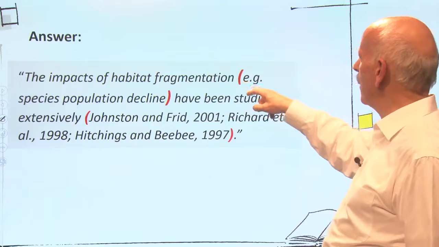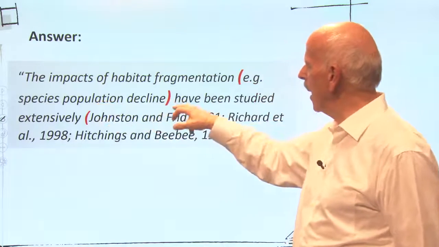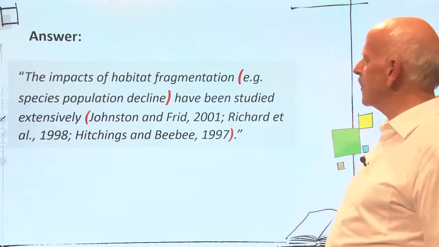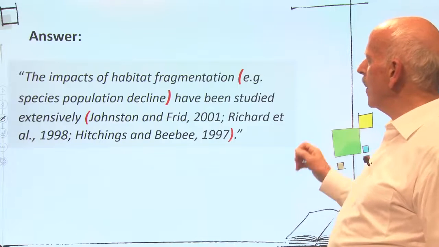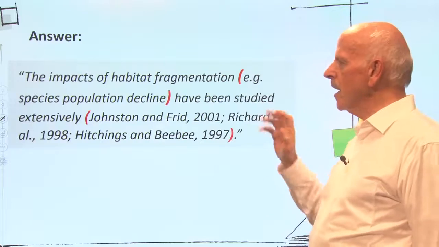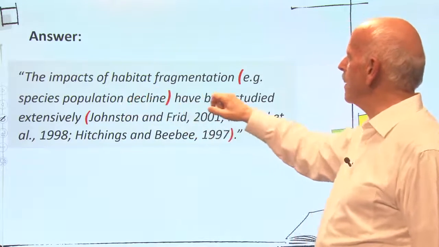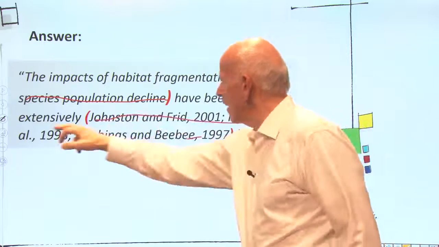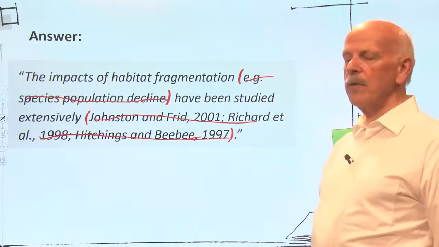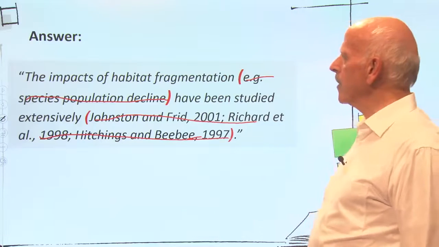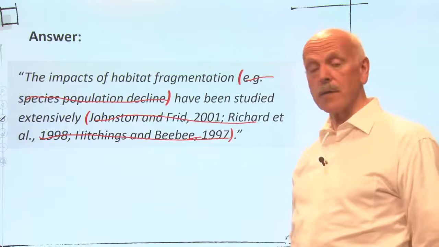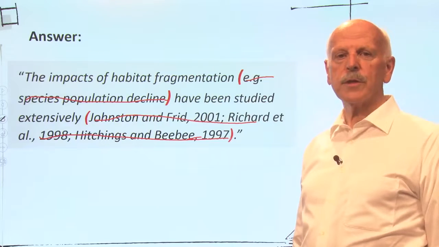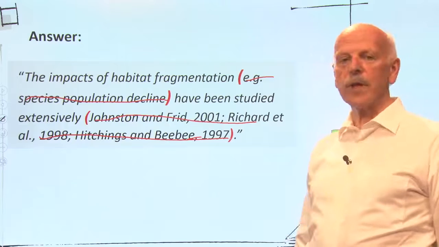The impacts of habitat fragmentation (e.g., species population decline) have been identified extensively. And there are the people who've identified this phenomenon, habitat fragmentation. So if you bypass what's in the parentheses, you have a perfectly good sentence. The impacts of habitat fragmentation, let's skip this part, have been studied extensively. You see how extra information is in the parentheses there. So the impacts of habitat fragmentation have been studied extensively. That's a good sentence. However, we really should let the world know who wrote the information that is the basis for that statement.